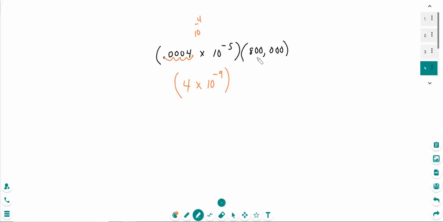All right. And then over here, we have a big number. We want the decimal point right after the 8. That's the first non-zero digit.